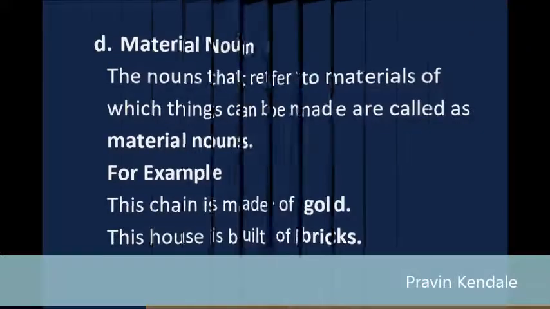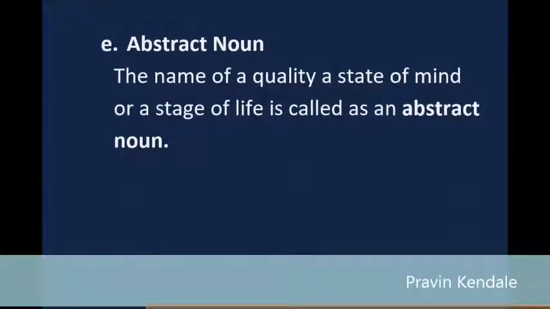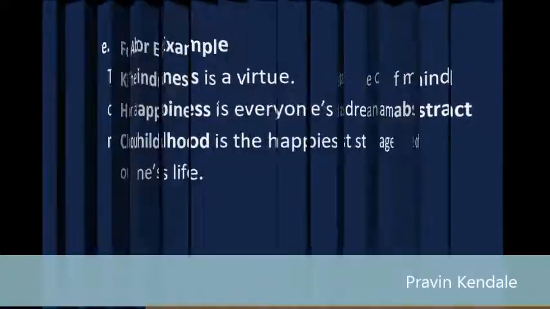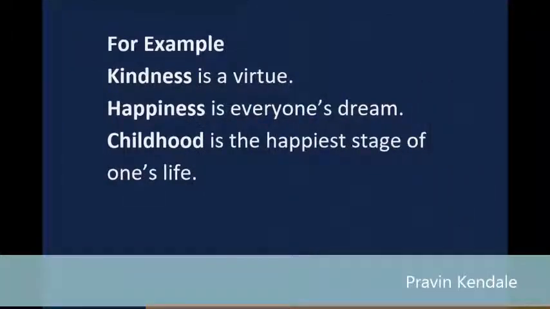E. Abstract noun. The name of a quality, a state of mind or a stage of life is called an abstract noun. For example, kindness is a virtue. Happiness is everyone's dream. Childhood is the happiest stage of one's life.